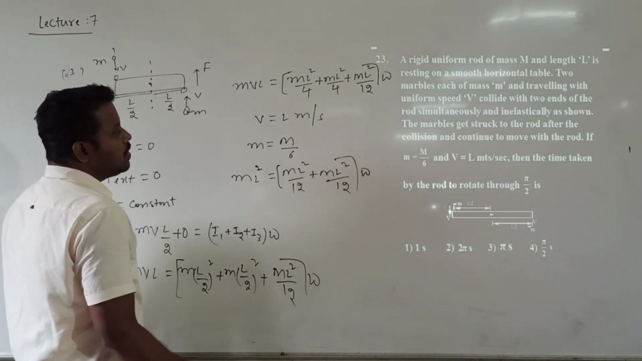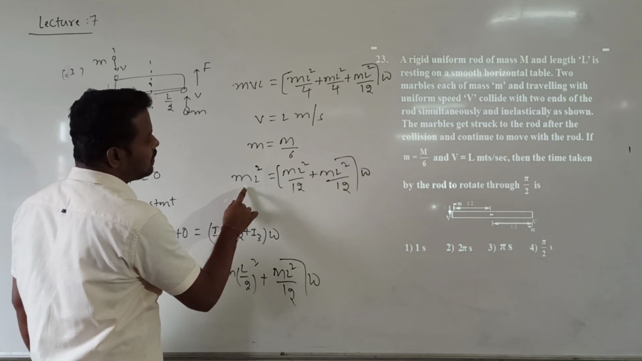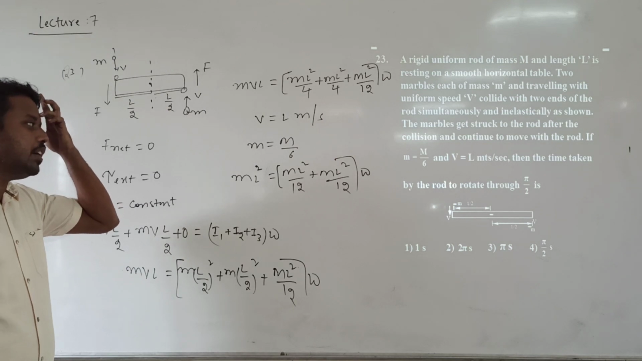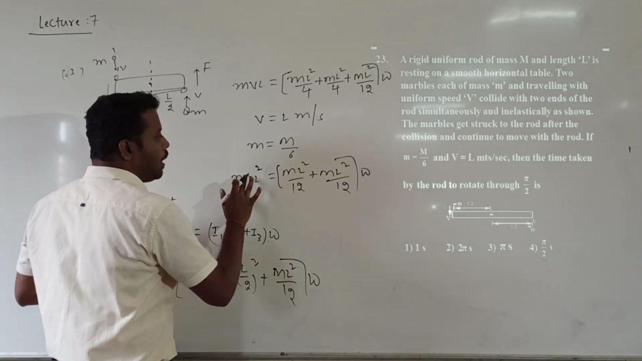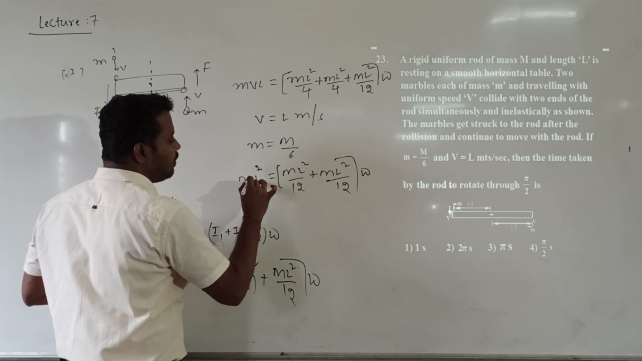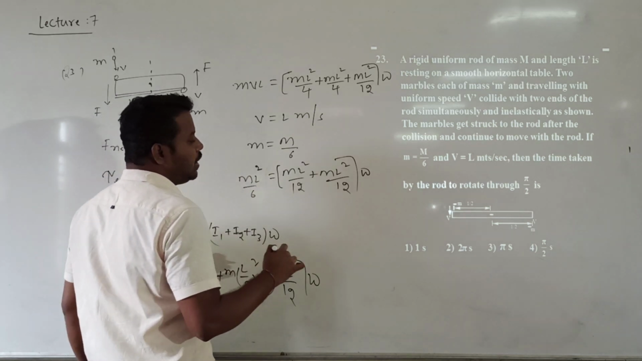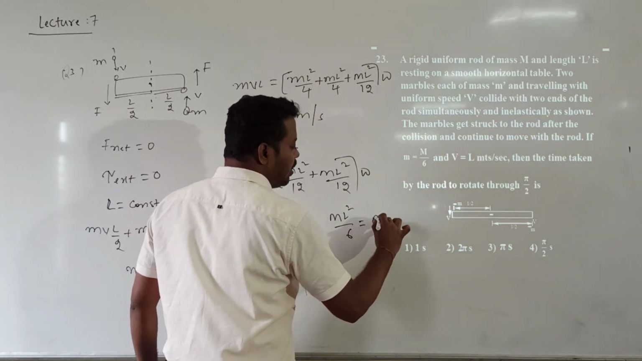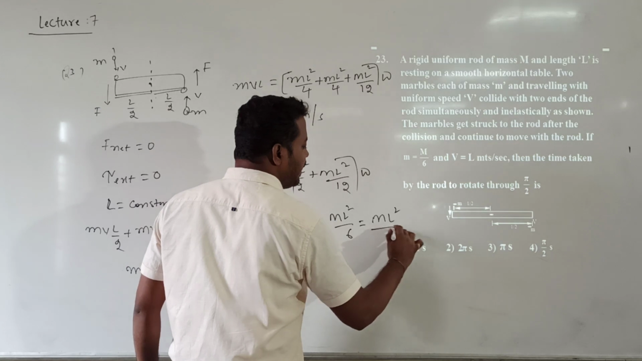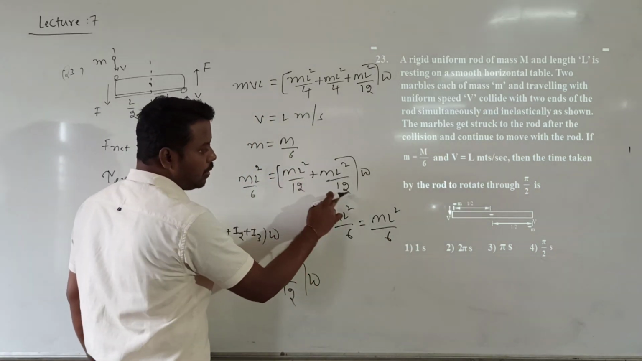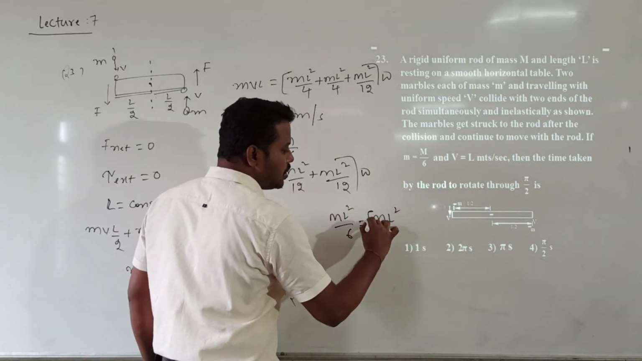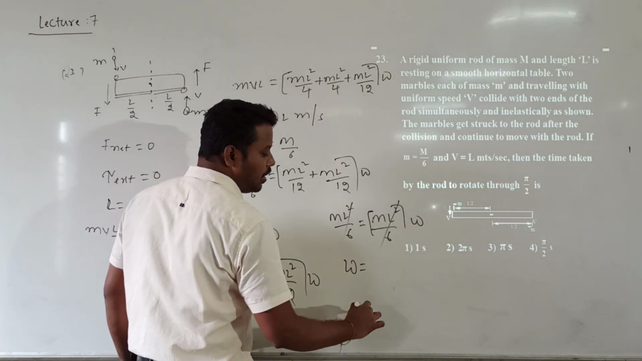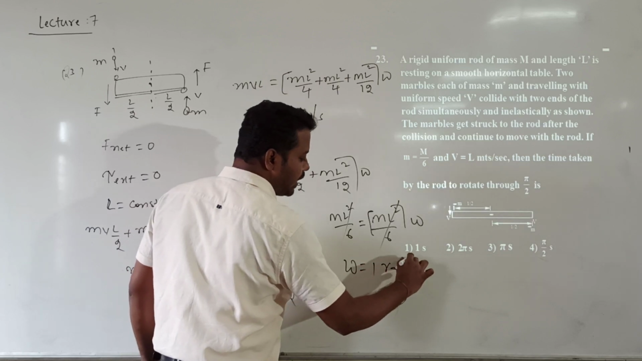Here I got it. So here also can I substitute? Which value can I substitute? The value of m will be equal to capital M by 6. Then finally what is the answer I will get? ML square by 6 will be equal to this side also capital ML square by 6. ML square by 12, ML square by 12, ML square by 6 into omega. So ML square by 6 cancels. What is the omega value? Omega value is 1 radian per second.